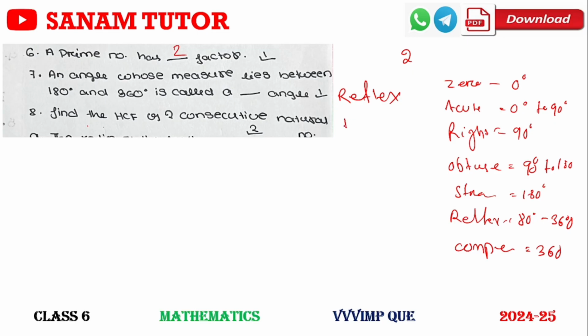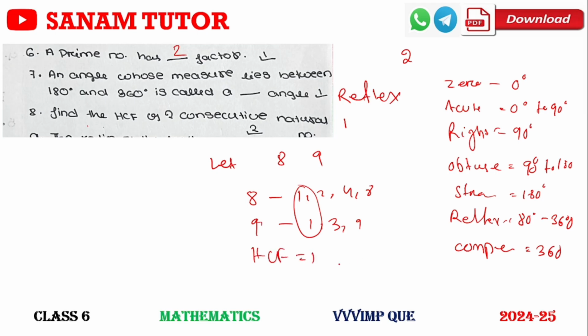So how to find? Now let the two consecutive natural numbers be 8 and 9. Then to find the HCF, the factors of 8 are 1, 2, 4 and 8, and the factors of 9 are 1, 3 and 9. So 1 is the only common factor. That's why HCF is equal to 1. Okay. So remember, the HCF of any two consecutive natural numbers must be equal to 1. If it is the HCF of two consecutive even natural numbers, then 2. Otherwise, for this question, it is 1.